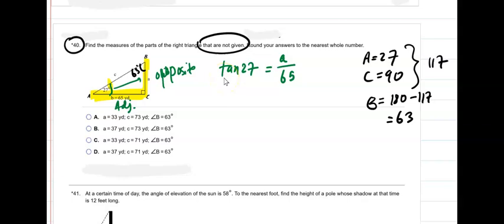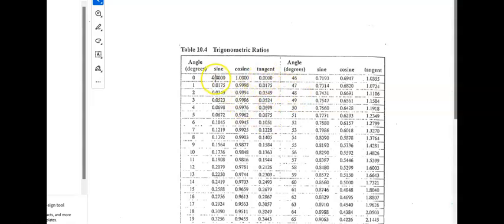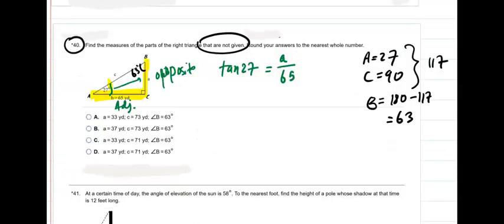If you have a graphing or scientific calculator, you can use that for tangent 27, or you can use the chart that is going to be provided. The first column is the angle. Look for 27 and the tangent. So tangent 27 equals 0.5095. So I'm going to write 0.5095 equals A over 65.